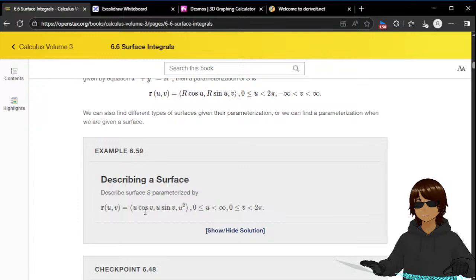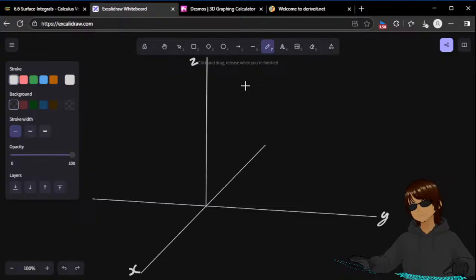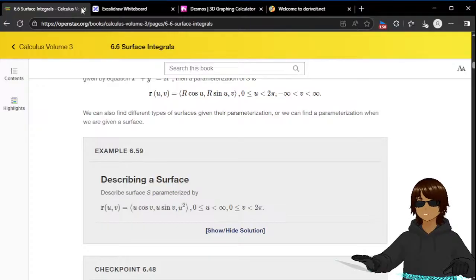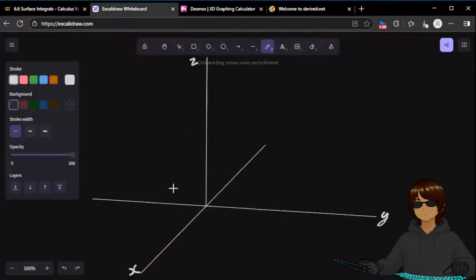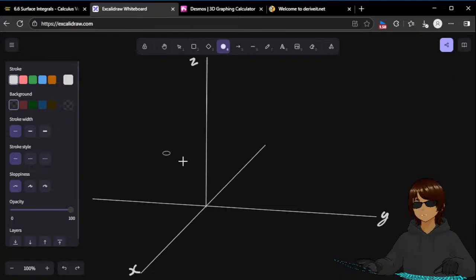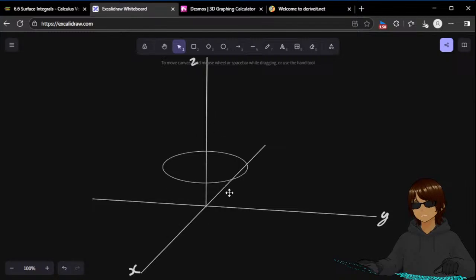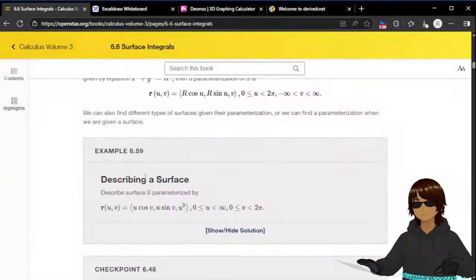actually keeping u as 1, if u is 1, then z is u squared, which is 1, and then we have a circle, right? We have a circle here when u is 1: (1 cos v, 1 sin v, 1), with v from 0 to 2 pi. Okay, u goes from 0 to infinity.